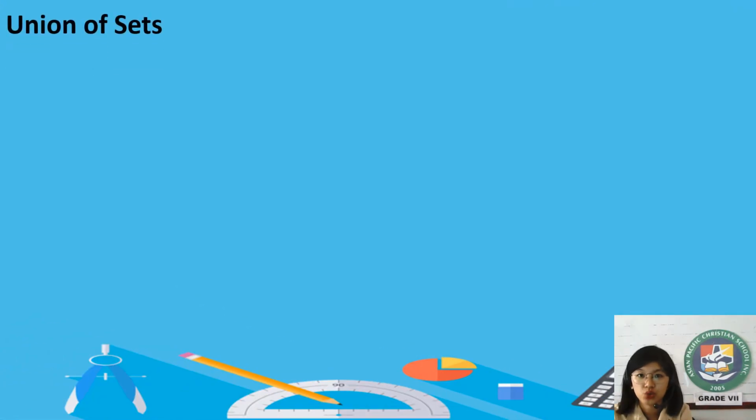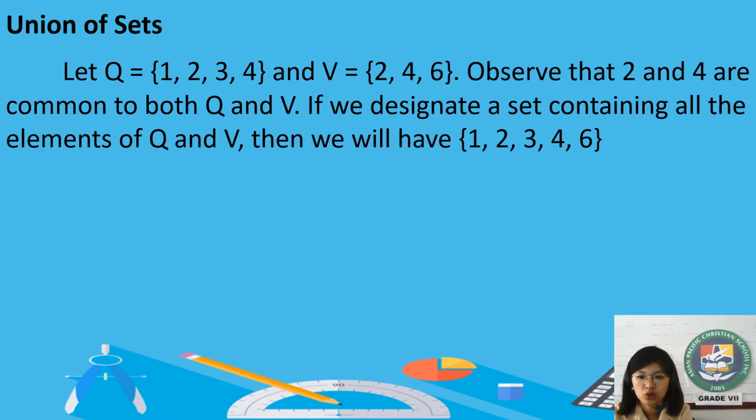So first, we have the union of sets. Let Q be equal to the elements 1, 2, 3, and 4, and the set V equal to the elements 2, 4, and 6. Observe that 2 and 4 are common to both Q and V. In the set Q, we have the elements 2 and 4, and in the set V, we also have the elements 2 and 4. So, we have common elements. If we designate a set containing all the elements of Q and V, then we will have 1, 2, 3, 4, and 6.